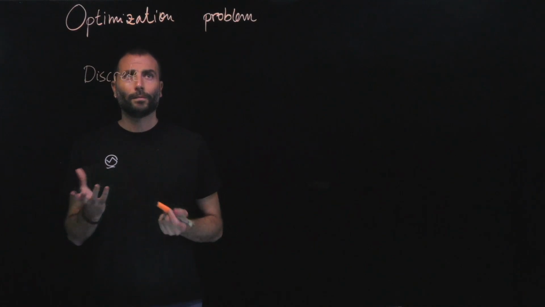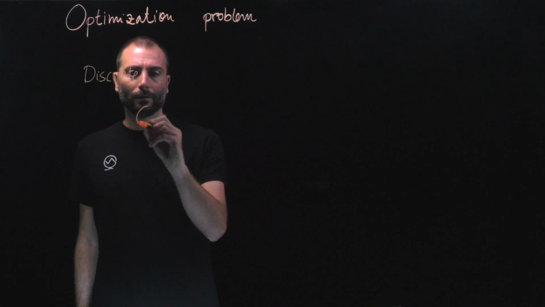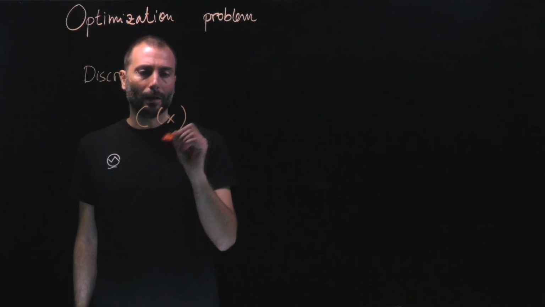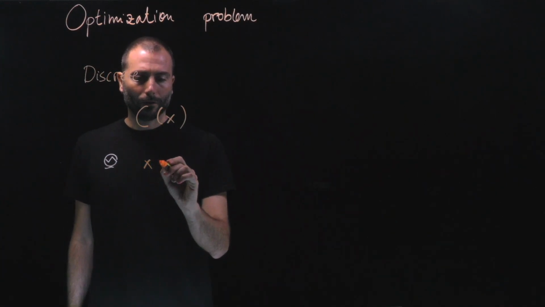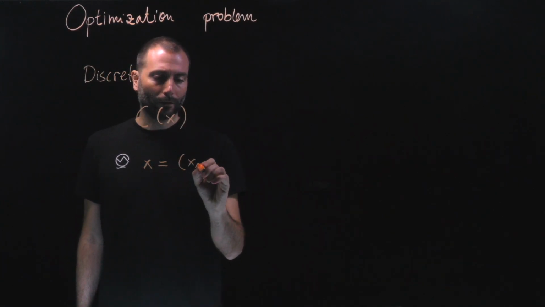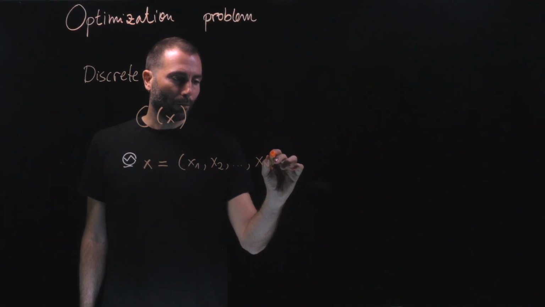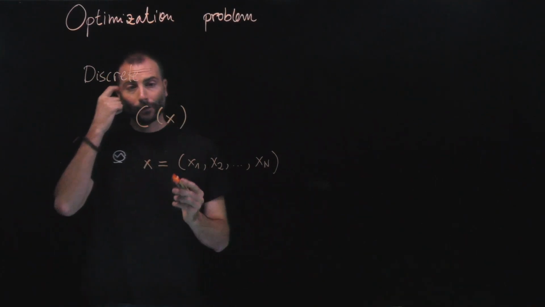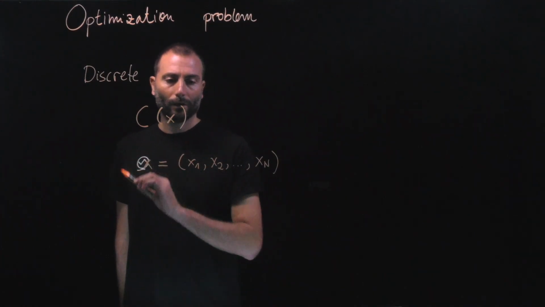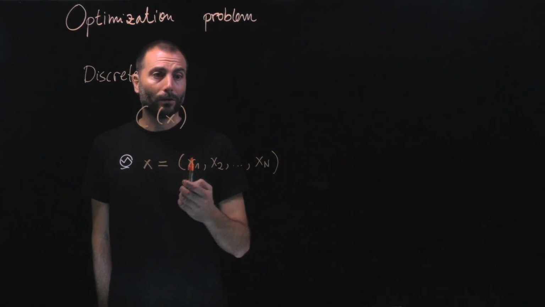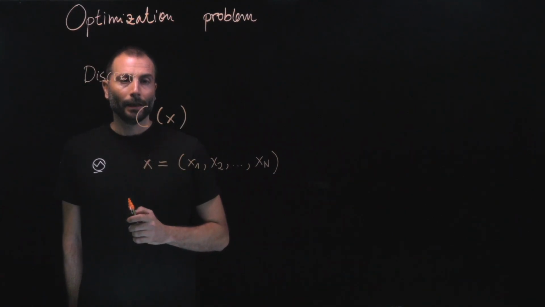So the idea of an optimization problem usually is the following. We want to minimize a function of some multi-dimensional variable x. We can think of x as a vector with a first component, a second component, etc., and n components if you want. If the problem is discrete, the components x1, x2 of x take values within a discrete, let's say finite, set.